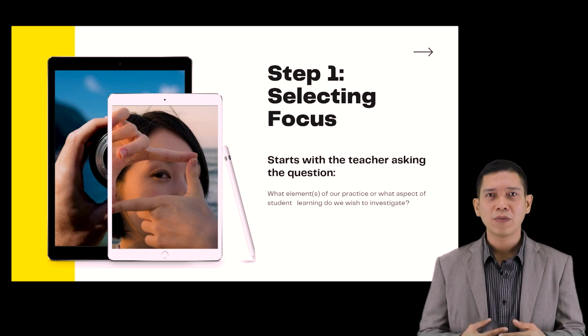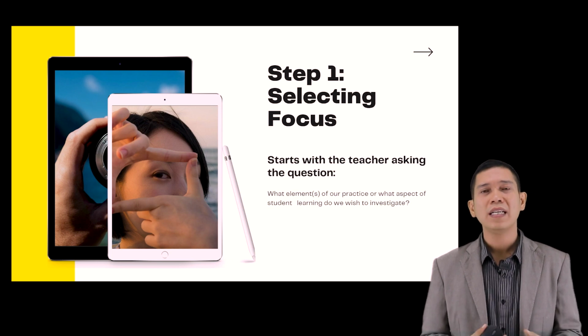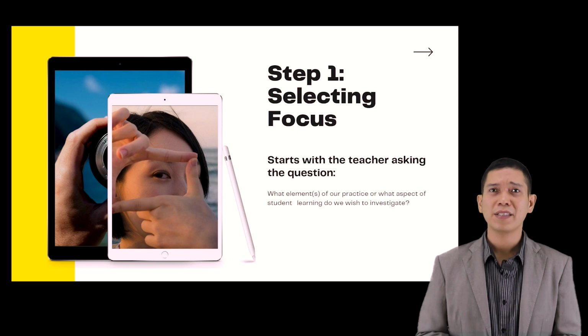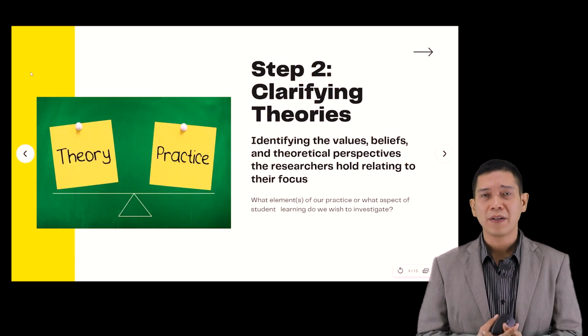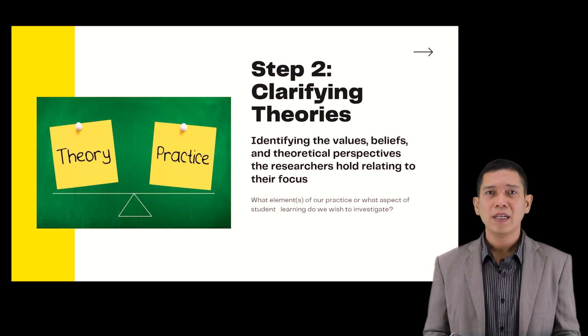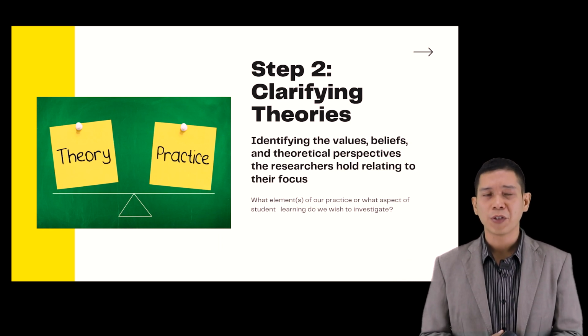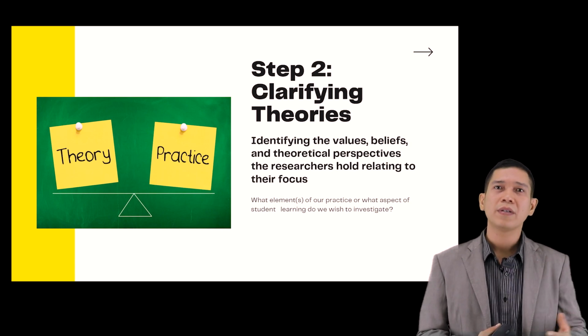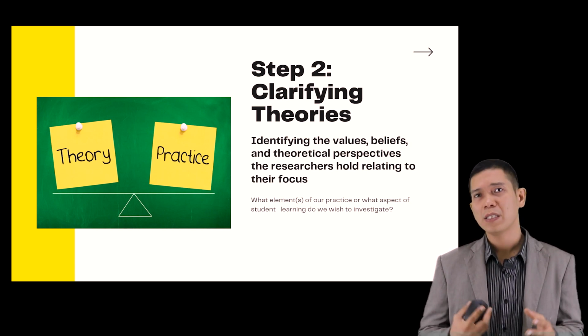All you have to do is to look for the right one to focus on and try to improve that aspect of practice that you have. The next step is now clarifying the theories. Now you have identified a very specific portion of problems that you're encountering in your work. The next step is to read. You read what the theories tell you about this specific situation.